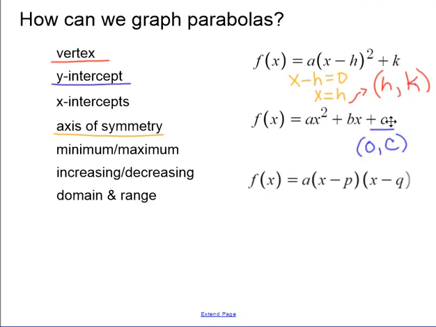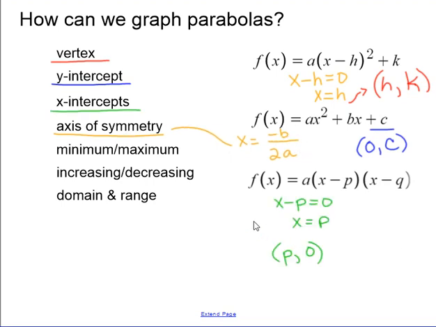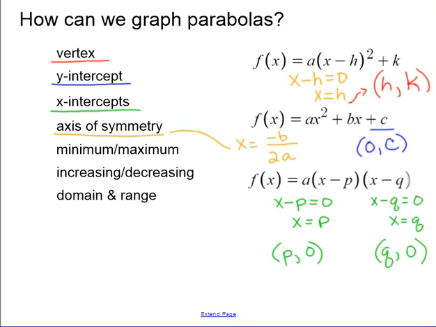The next form, we can easily find where it crosses the y-axis, the y-intercept, by looking at the constant number c. And then we can get the axis of symmetry by looking at negative b over 2a. And then this third form, we get the x-intercepts by setting what's inside of the parentheses equal to 0 and solving. We get (p, 0) is one intercept and (q, 0) is the other intercept.